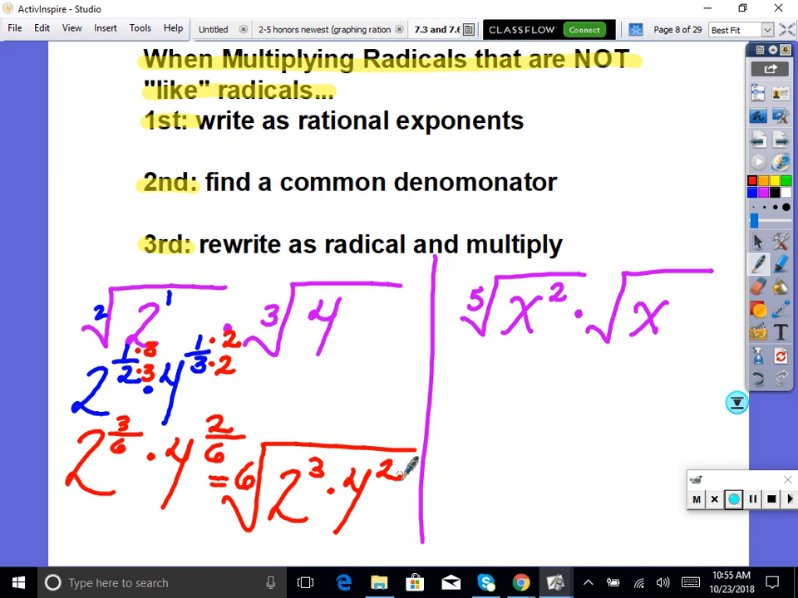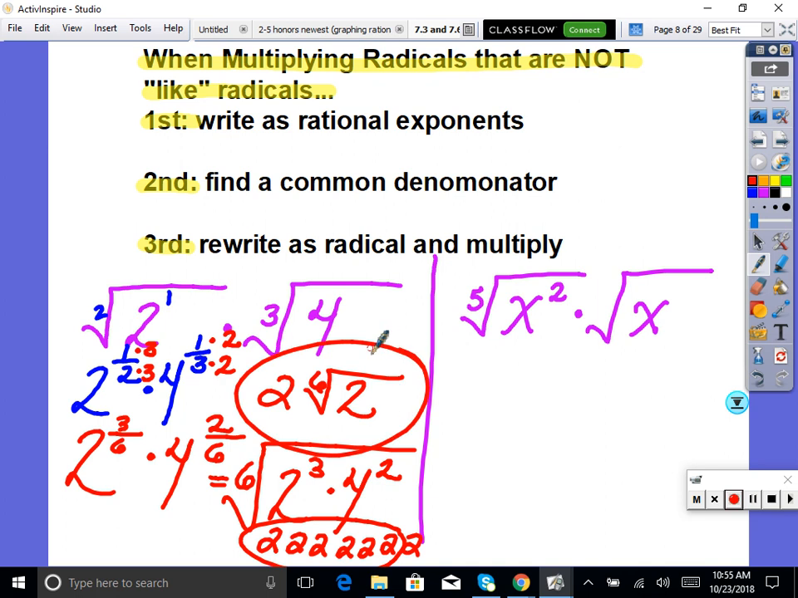So 2 to the 3rd power is 2 times 2 times 2. 4 to the 2nd power is 4 times 4, which is 2 times 2 times 2 times 2. So pulling out groups of 6, that would be 2 6th roots of 2. All right. Pretty easy though. Just get a common denominator and then you're good.